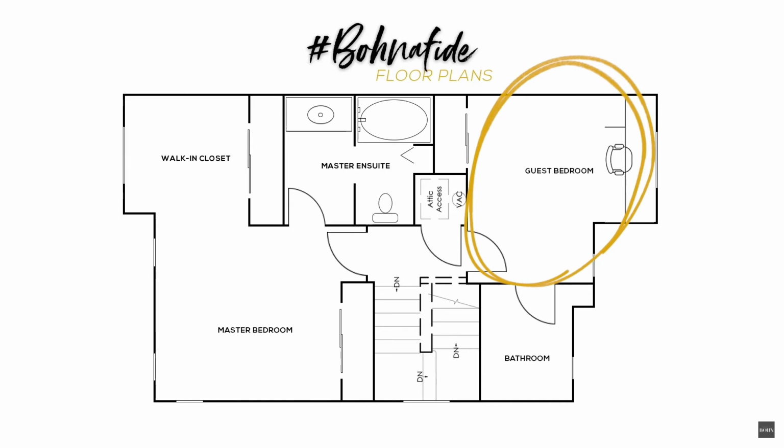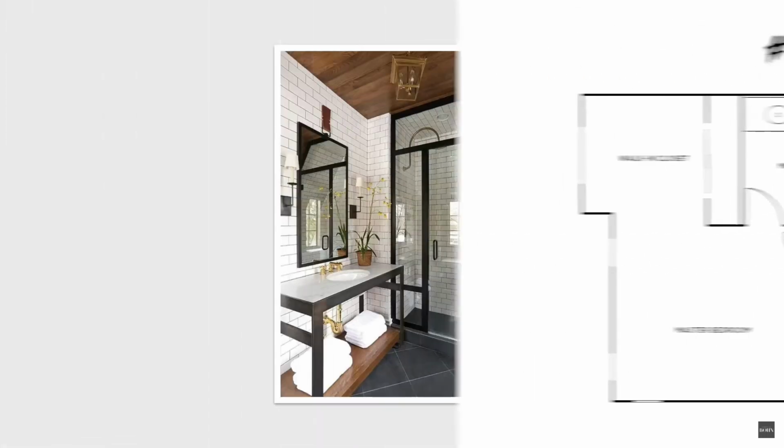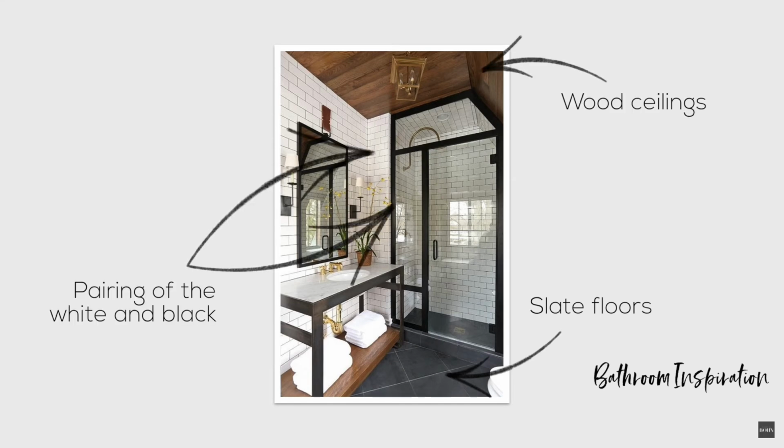The secondary bathroom is going to stay relatively the same, except that this existing corner shower, I'd like to turn into a nice big walk-in and square this off. We're thinking of maybe pulling in some slate or some pattern tile. We love the wood on the ceiling and the pairing of the white and black.